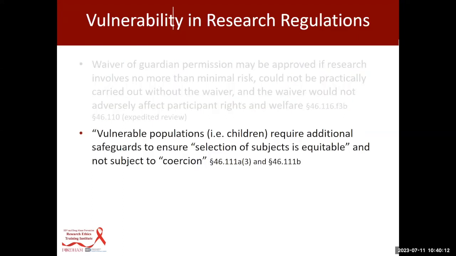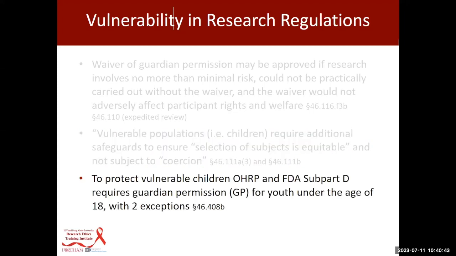So one of the problems is that under the Common Rule subpart A, when they talk about vulnerable populations, one of the examples is children, right? So IRBs get very, oh my God, we have to protect children. And so the statute requires additional safeguards to ensure selection of subjects is equitable and that they're not subject to coercion. So it's another reason why they're not paying attention to the other regulation.